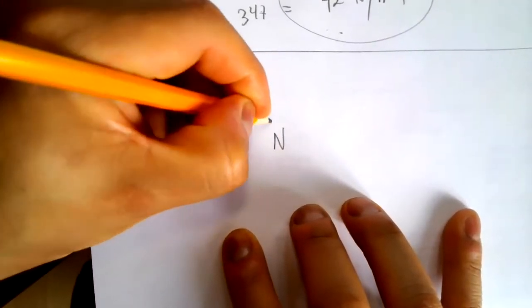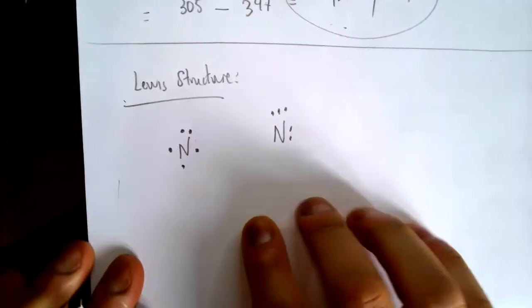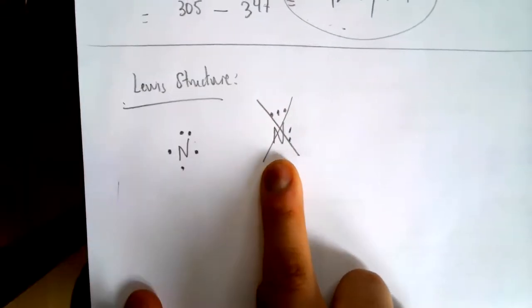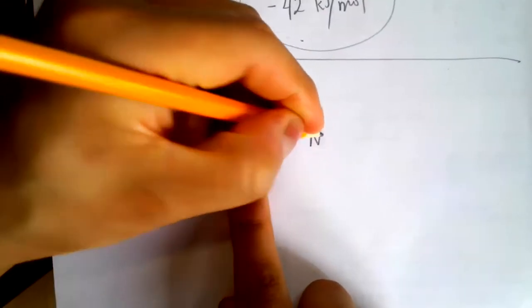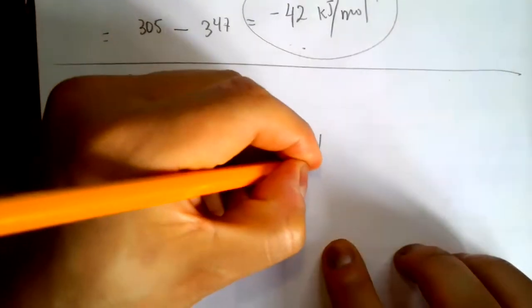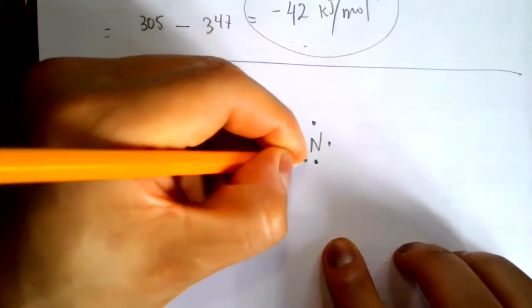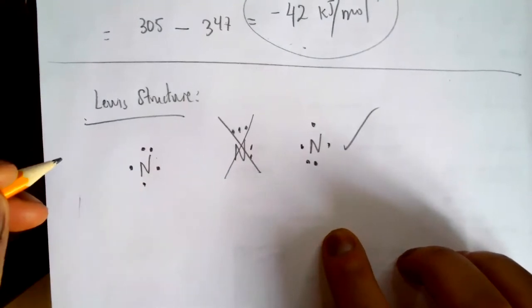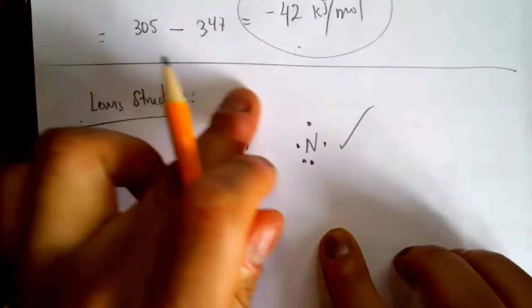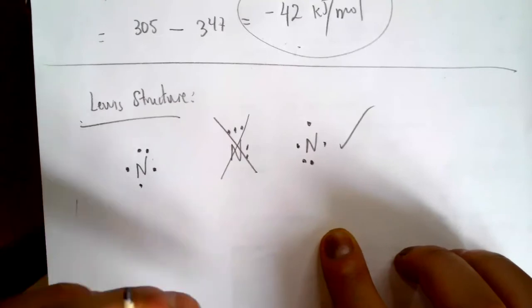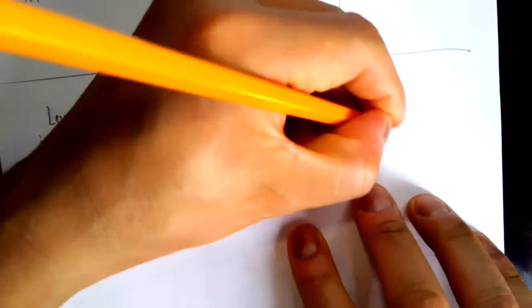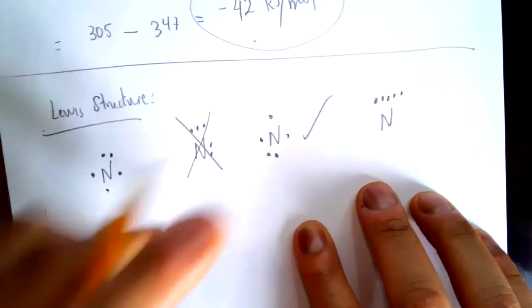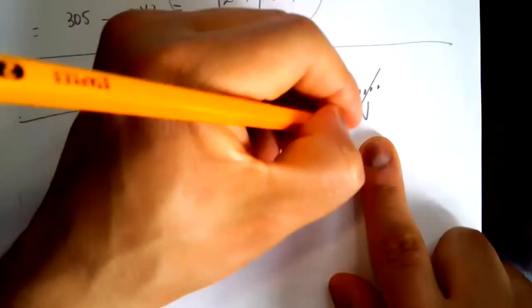Can I do nitrogen 1, 2, 3, 1, 2? No, that's wrong. You can't do this. Can I start from the bottom? 1, 2, 3, 4, 5. Yes, this is correct. It doesn't matter where you start, as long as you go one round, and if you have extra, then you can continue. But you cannot do that, it's wrong. It's 5 valence electrons.